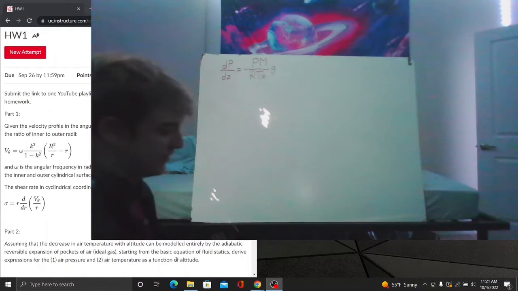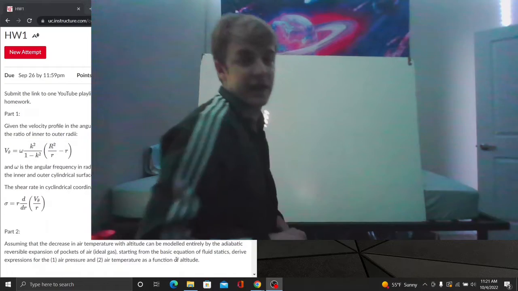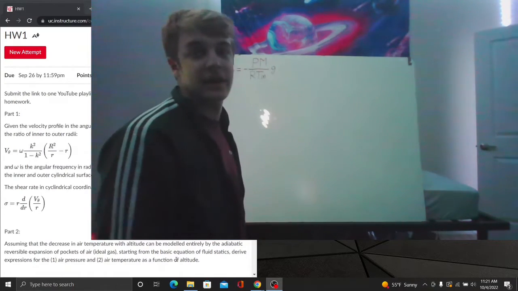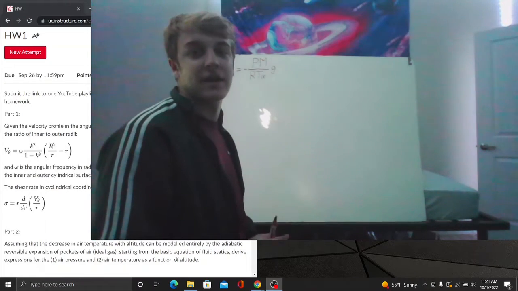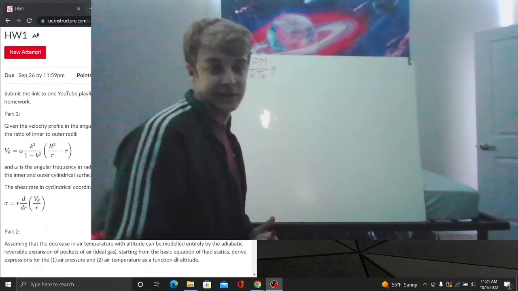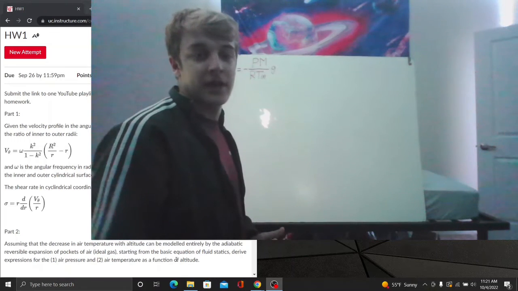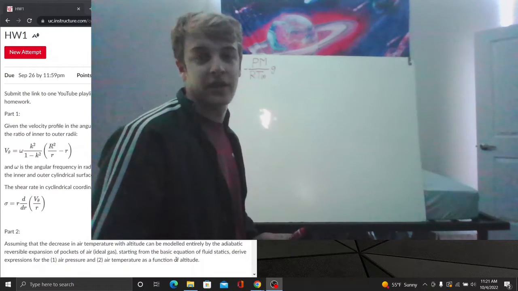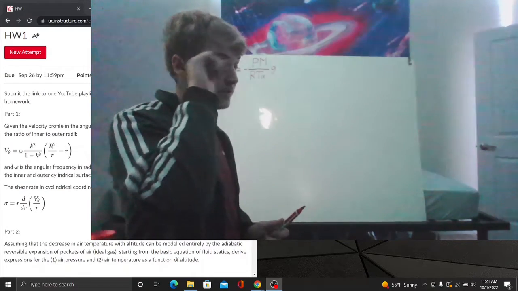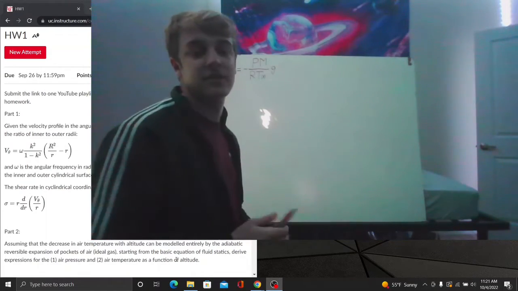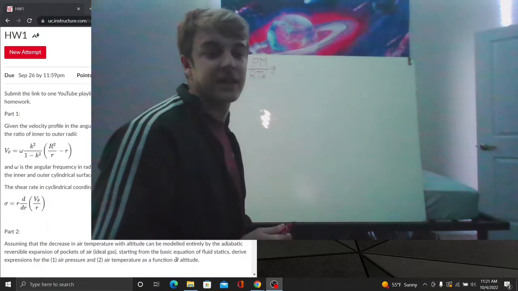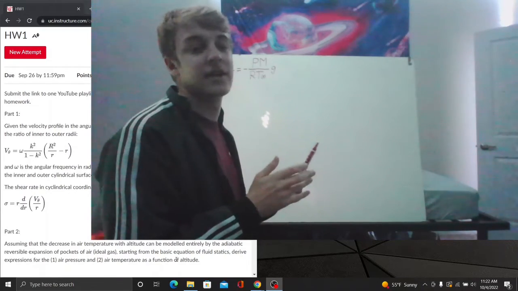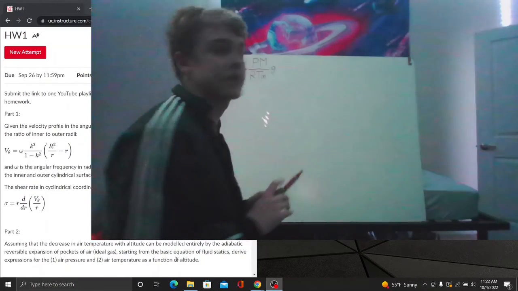So again, as the problem states, we will be dealing with adiabatic reversible expansion of pockets of air. And it's important to keep in mind that these pockets of air are an ideal gas. Adiabatic means that all the thermal energy is conserved, there's no loss of heat throughout the problem. And reversible means that the pressure in the pockets of air is equal to the pressure outside of the pockets of air.